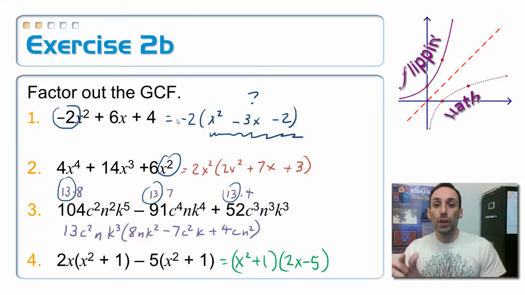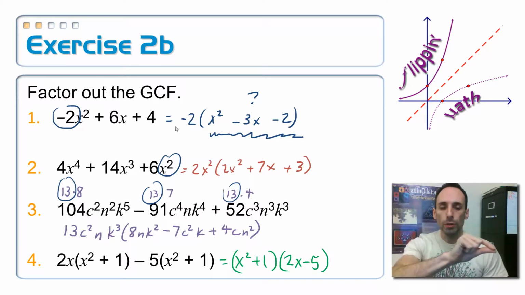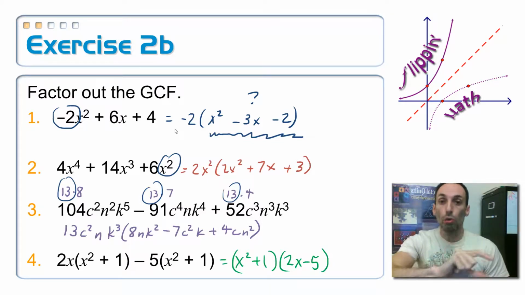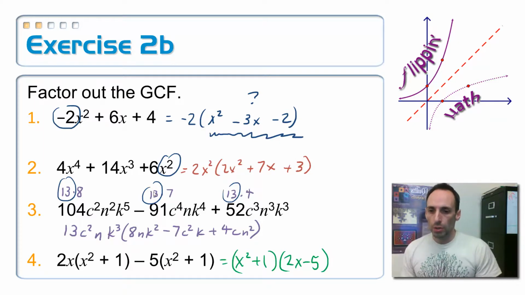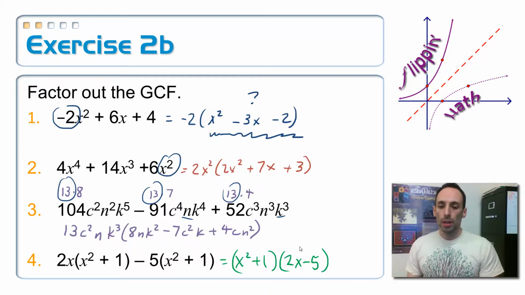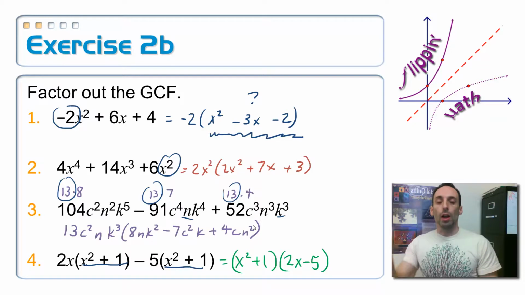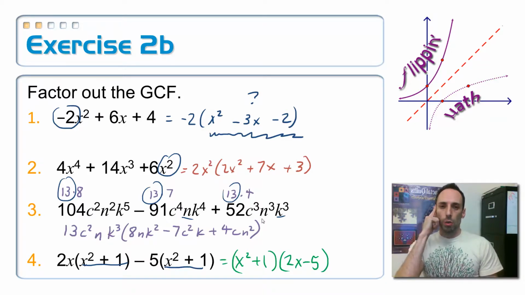And then for the variables, I'm looking for the smallest power of each one, because that's the greatest thing that would go into all of the rest of them. So the smallest power on the C is 2. The smallest power on the N is to the first power, and the smallest power on the K is to the third power.